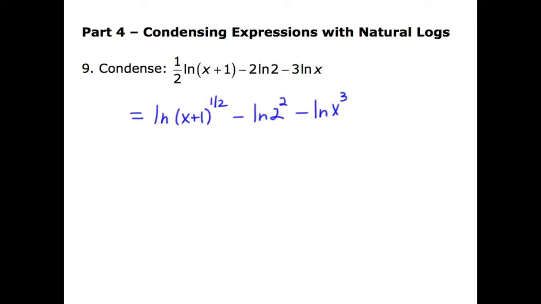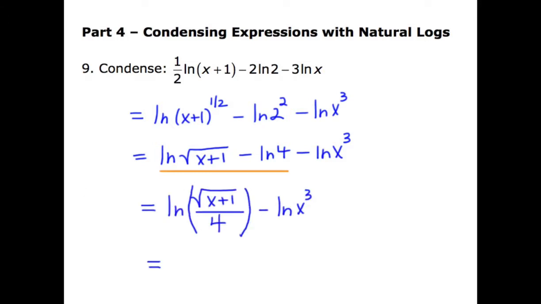In the next step, I'm going to look at the first term and rewrite that using a radical, and in the second term, I'm just going to evaluate 2 squared as 4, and the third term I'm just going to leave alone. Now, taking the terms 2 at a time from left to right, I'll start to slowly condense from 3 natural log expressions down to 2. Because what we have here is a difference of logs, I know this can be condensed into the natural log of a quotient. And in transitioning to my final step, I realize that again I have a difference of natural logs, which will turn into the natural log of yet another quotient.